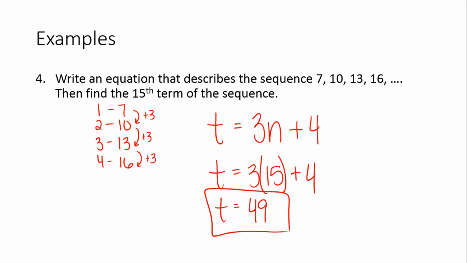Now you could essentially continue on from 16, 19, 22, 25, 28, 31. You would eventually get to the 15th term, but you can see how writing the equation is much more handy. Imagine if someone asked you to find the 2000th term of the sequence. You certainly wouldn't want to continue adding 3 2,000 times to get to that term.